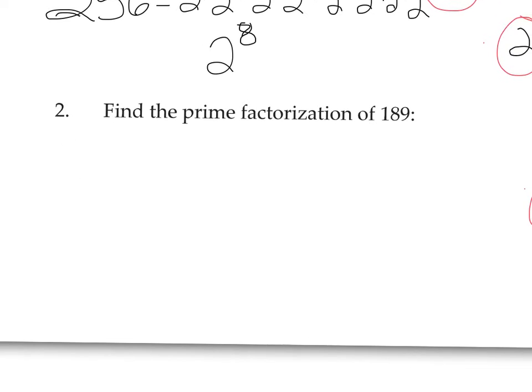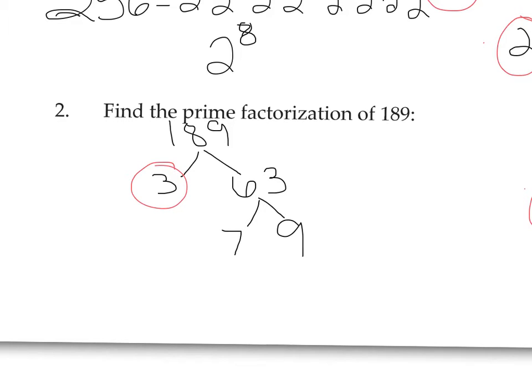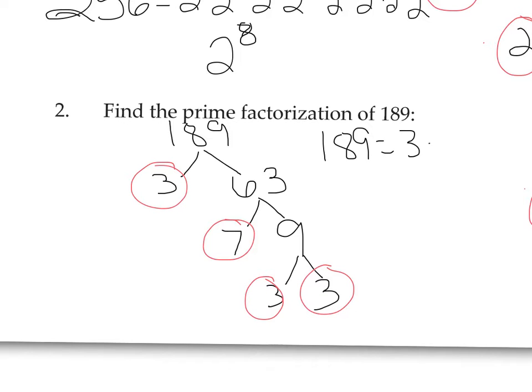Let's find the prime factorization of 189. So we have 189. Well, this time 189 is not divisible by 2, but it is divisible by 3. That's 3 times 63. 3 is prime. 63 is 7 times 9. 7 is prime. And 9 is 3 times 3, and they are both prime. So 189 equals 3 times 3 times 3 times 7. If you want to write it with exponents, we would write 3 to the third power times 7. And again, don't stress the exponents because we're going to talk about them in a later section.